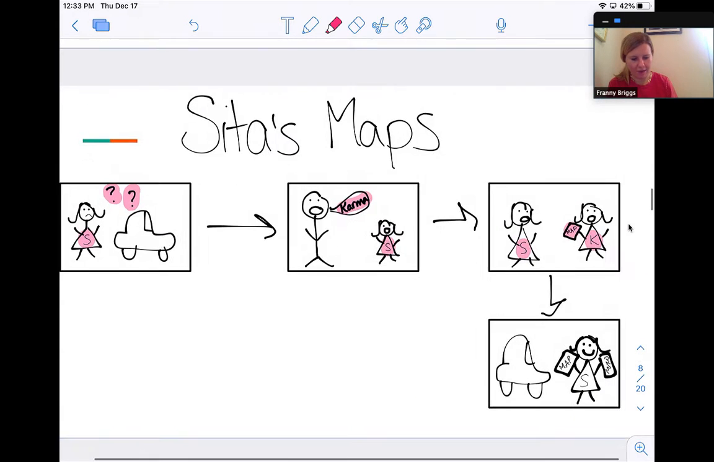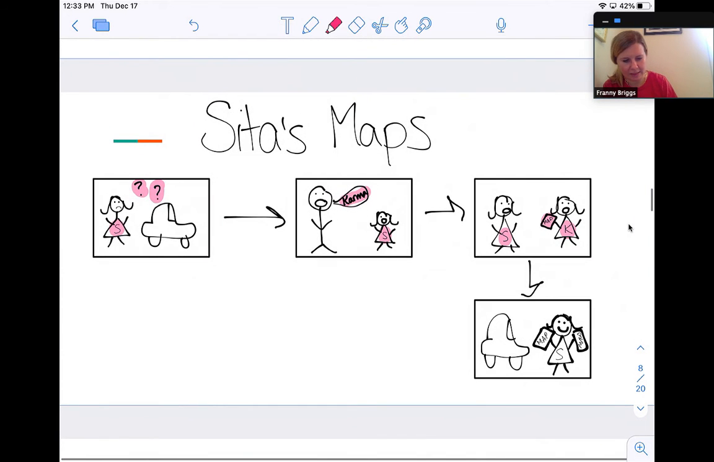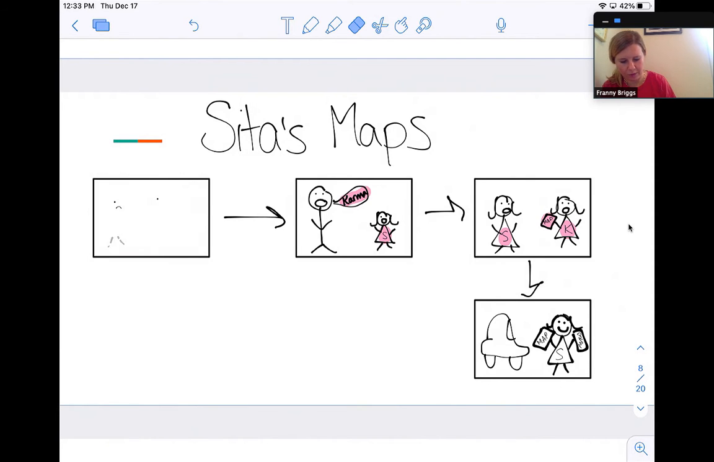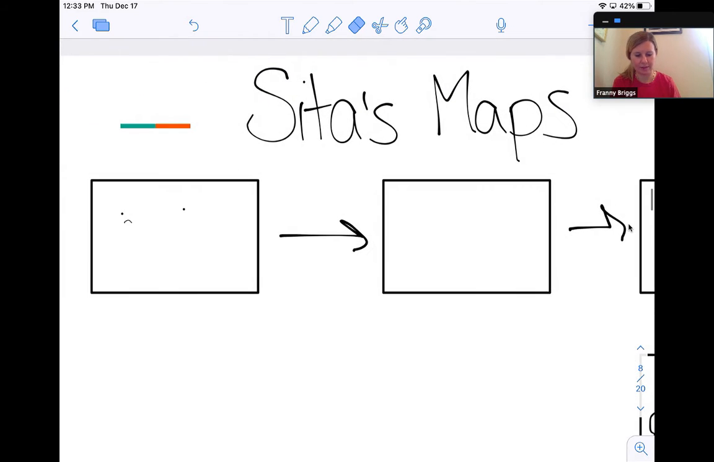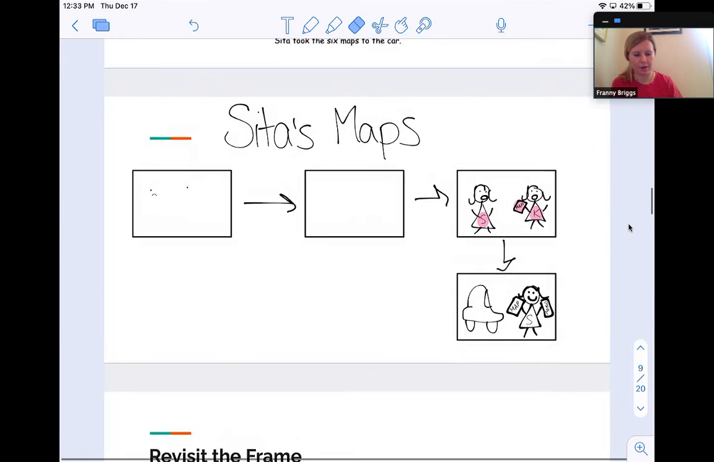You'll want to give them at least the blank boxes so that they have some structure of where to draw. Okay, so sorry, I'm just erasing quickly. So you'd want to give them something that looks like this, right? Some blank boxes so that they have somewhere to get started.